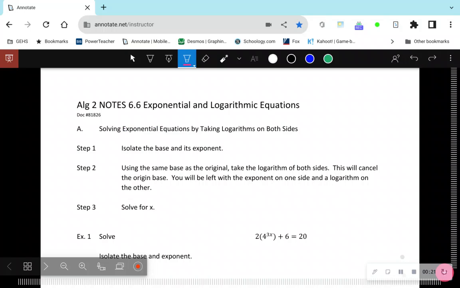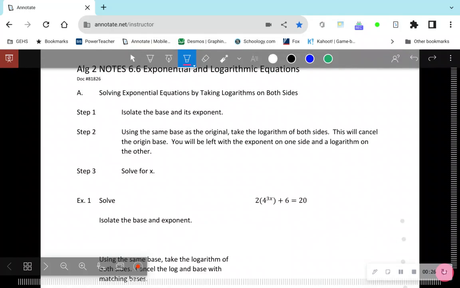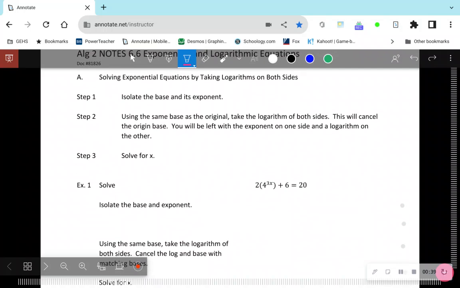And in this section, you'll learn how to, first of all, isolate the base and the exponent that's on it. And then you're going to learn how to rewrite the equation so that base goes away, and that'll then open it up for you to solve for x. Okay, so the first step is to isolate the base and its exponent.